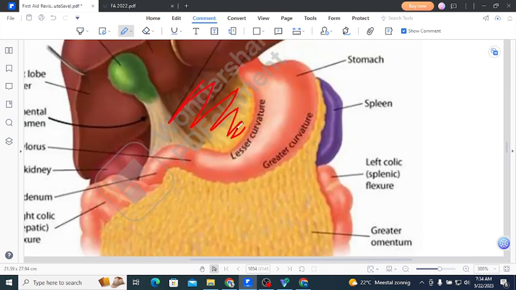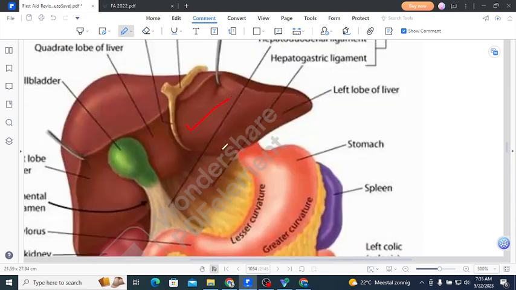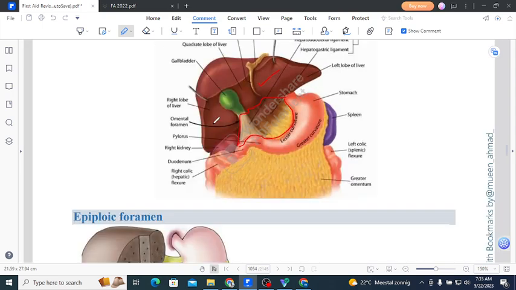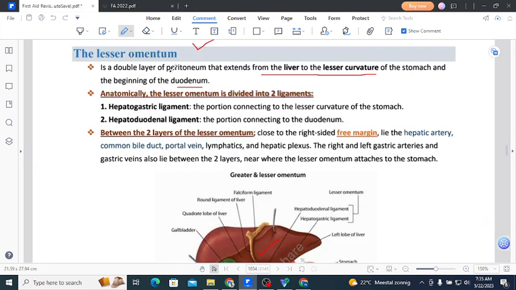It is the lesser omentum that is extending from the liver above, from here on the liver, and downward on the lesser curvature of the stomach. This is the lesser curvature of the stomach, and also over the duodenum. So this is the area that is covered by the lesser omentum. So now here you can see that it is a double layer of peritoneum that extends from the liver to the lesser curvature of the stomach and the beginning of the duodenum.